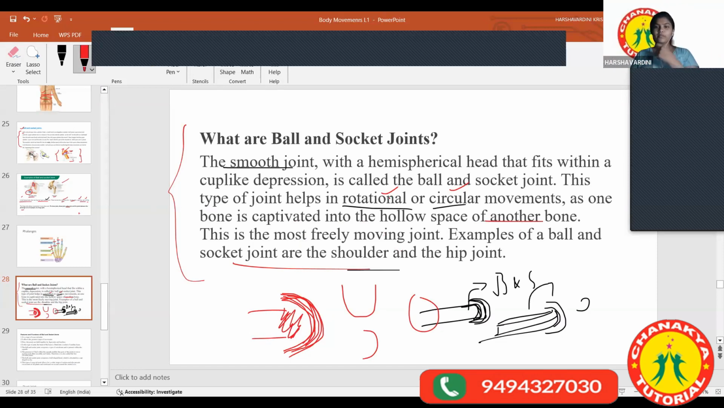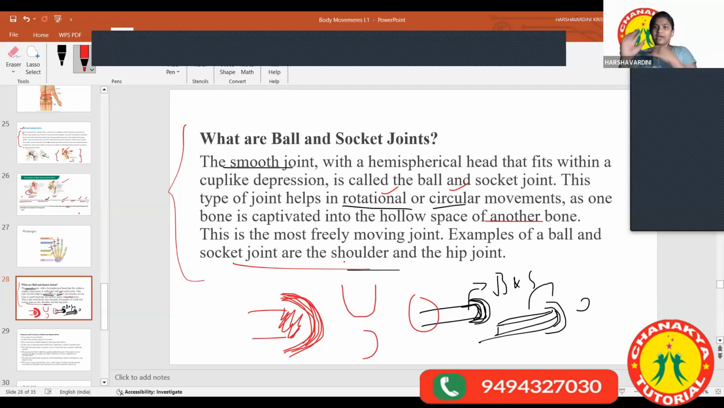Right? Examples of ball and socket joint. At which part of the body is it present? Here, in the shoulder. Exactly here. And another example is there? Hip. Your hip.